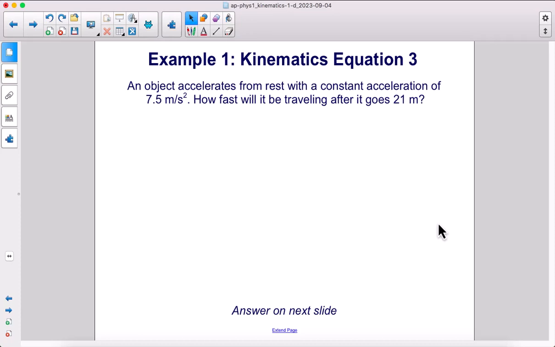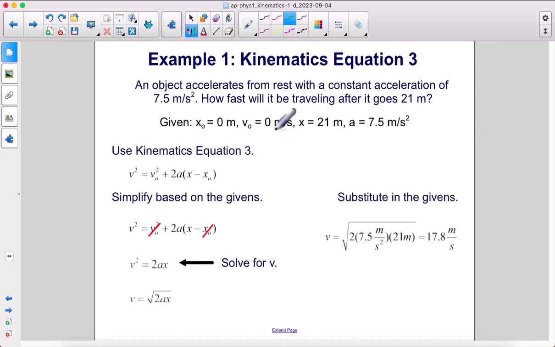An object accelerates from rest with a constant acceleration of 7.5 meters per second squared. How fast will it be traveling after it goes 21 meters? Alright, so our givens. We have our initial position of 0, our initial velocity of 0, because it starts from rest, our final position of 21 meters, our acceleration of 7.5 meters per second squared. We are solving for velocity. As you can see, time is nowhere to be found in this whole problem. That's your hint that it's kinematics equation 3.